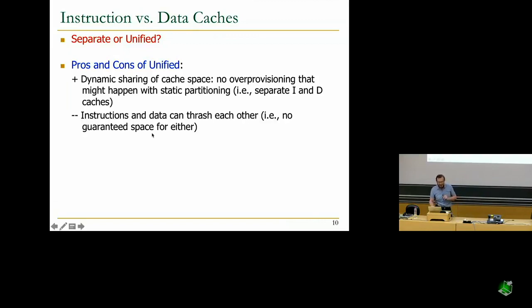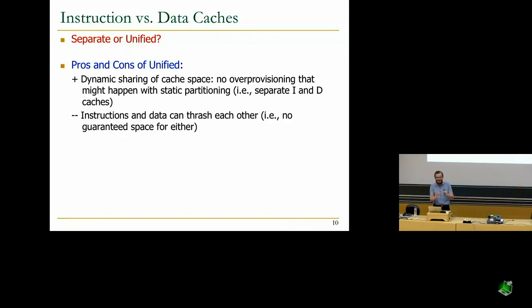But the downside is, if you have a unified cache, instructions and data can thrash each other. There's no guaranteed space for either, right? They can kick each other out of the cache, right? So you could actually construct a similar example where both of them are 65. You could construct a similar example, basically.